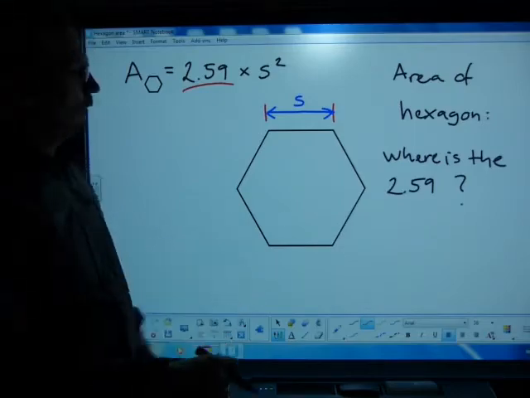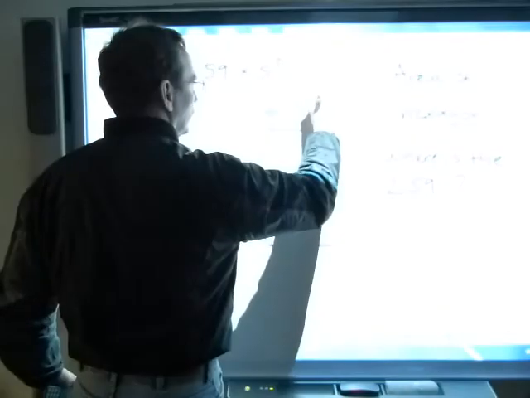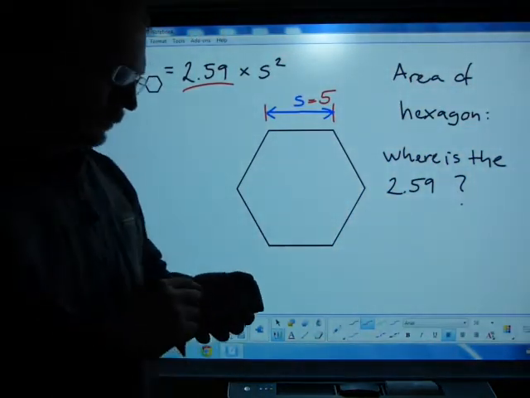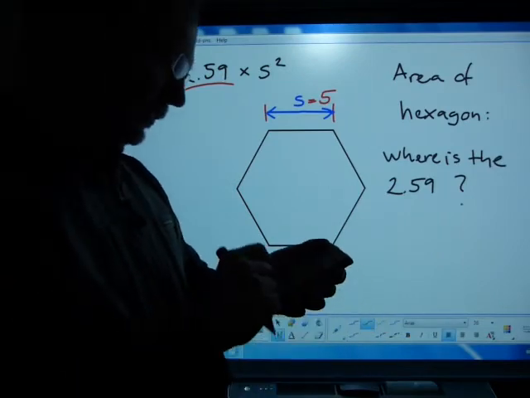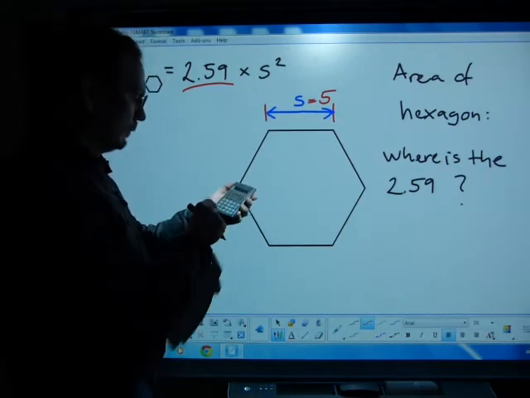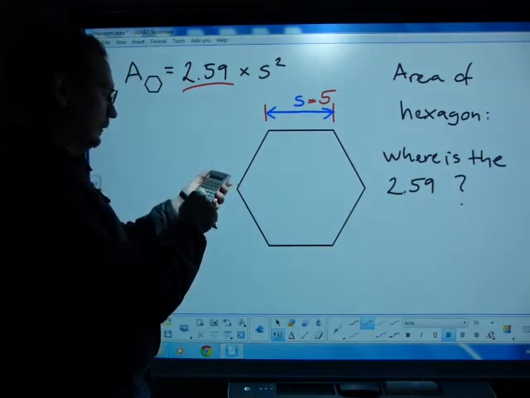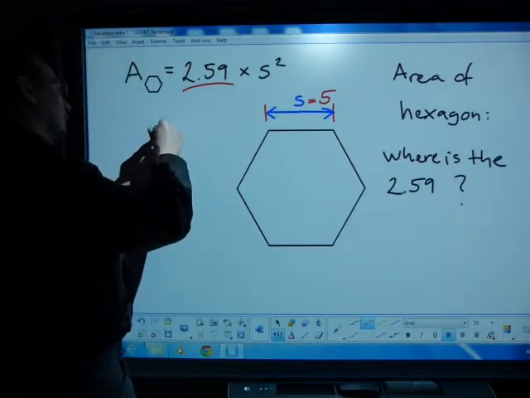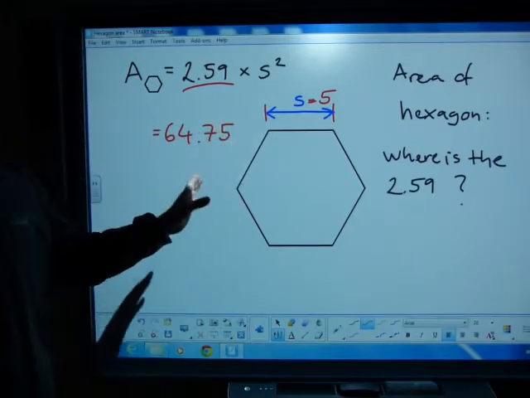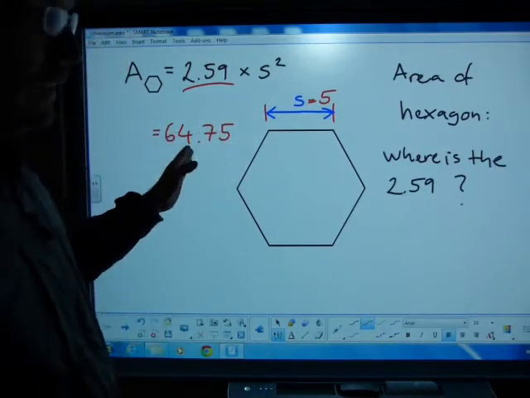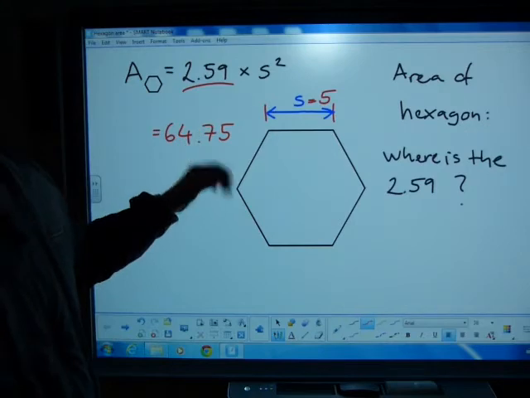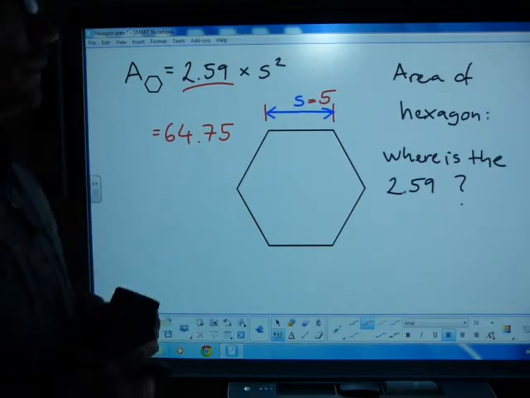For example, if this hexagon has a side length of 5, then this formula would require you to go 5 times 5, that's squaring the 5, the side length, and then multiply it by 2.59 equals 64.75. And this can be square inches, square meters, or square centimeters, whatever you like. I'm going to leave a unit of measurement out consistently. Just concentrate on the numbers and watch my hands because I'm cheating.